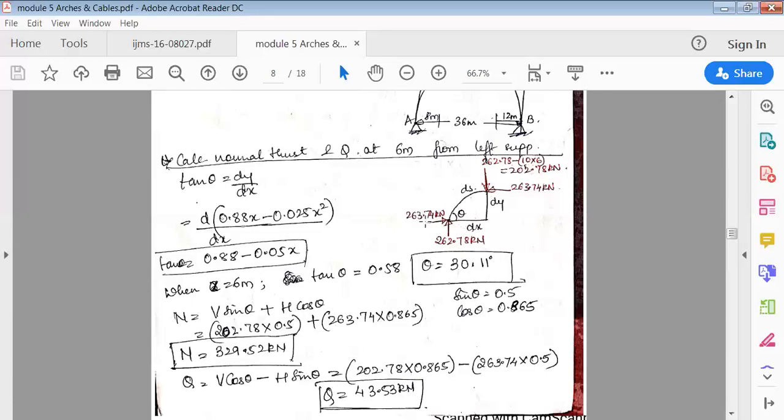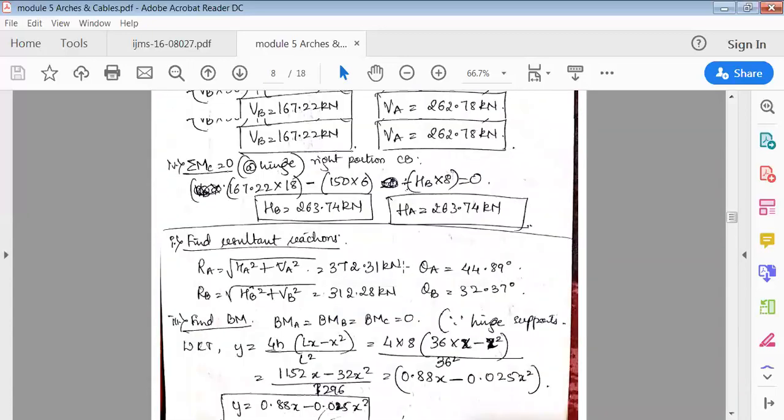Now see here, this force is acting to the right side. Okay, horizontal force. To stop this horizontal force, there is another force. It should be equal and opposite. So what I'll do, this is 263.74. The same thing, equal and opposite, should be acting to the left side, which is 263.74. Now, there is a variation in the vertical force. Now this is 262.78, which is vertical, upward.